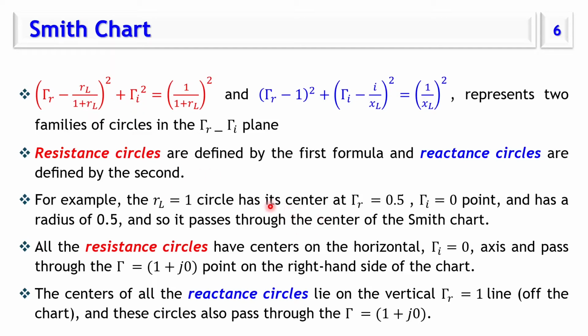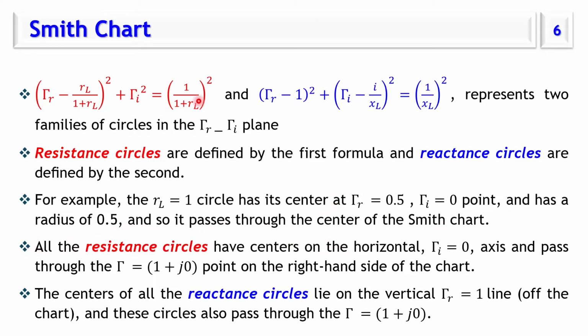So the circle has the center at gamma R equal 0.5, gamma I equal 0. The radius equals 0.5. So if we draw it, it will be a circle with a center shifted 0.5, and it goes through the center of the Smith chart. We're going to see it shortly.